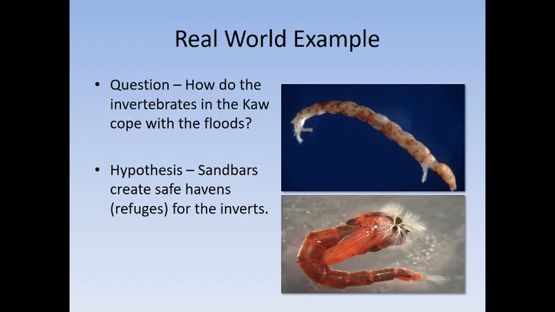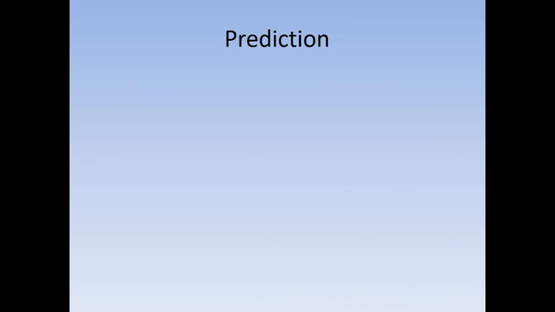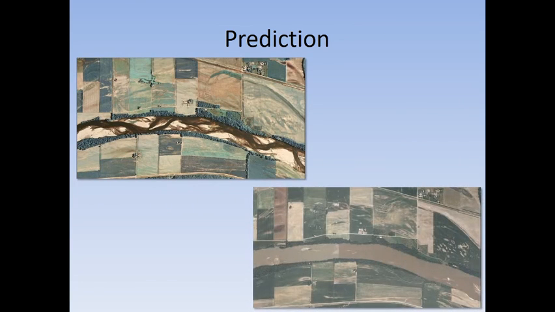How do the invertebrates in this river, the Kaw, cope with these floods? I had the hypothesis that sandbars in the river would make refuges for them. That was my hypothesis, and I made this more specific prediction. I really don't care if you know the difference between a hypothesis and a prediction. They're pretty much interchangeable, at least when you're talking to non-scientists.